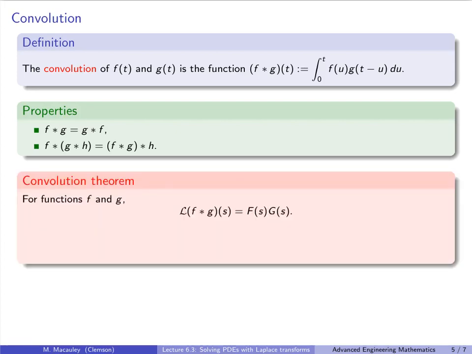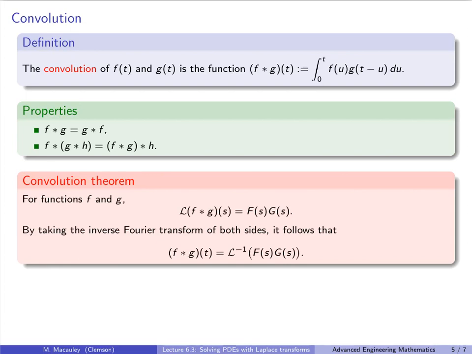Now we come to the convolution theorem, and this is why we really care. I alluded to this in the beginning of the lecture. If we have two functions, f and g, functions of t, then the Laplace transform of the convolution of them is equal to the product of the Laplace transforms. Now, if we take the inverse Laplace transform of both sides, then it follows that the convolution of f and g is just the inverse Laplace transform of the product. For now, let's keep this in our back pocket as a tool that we'll use fairly soon.